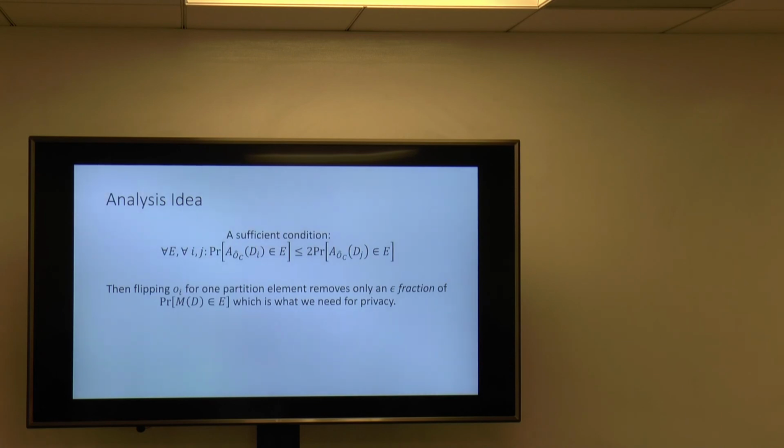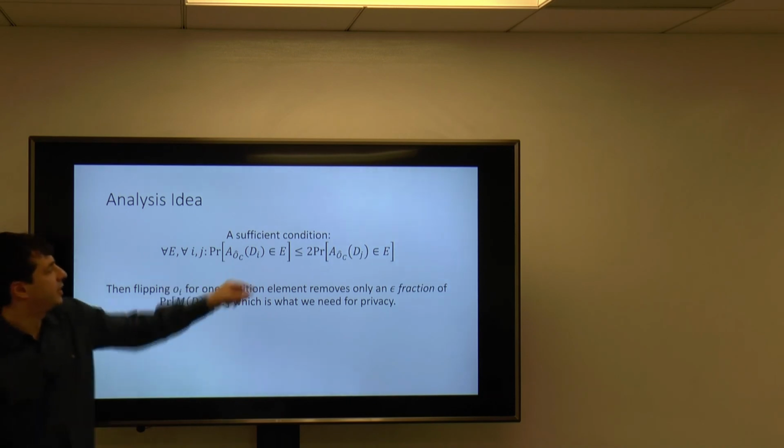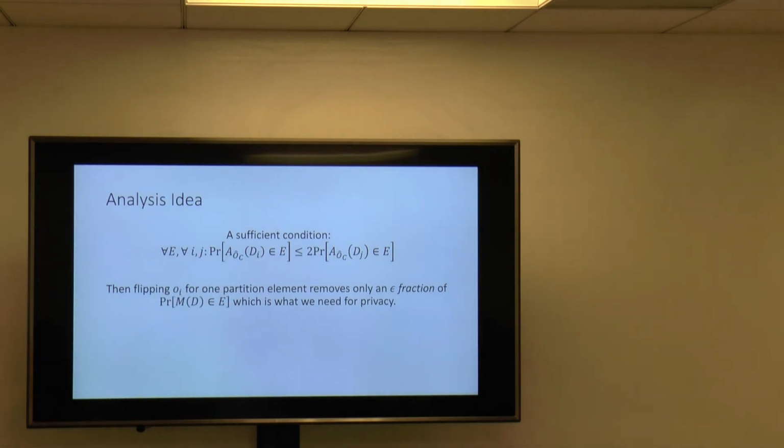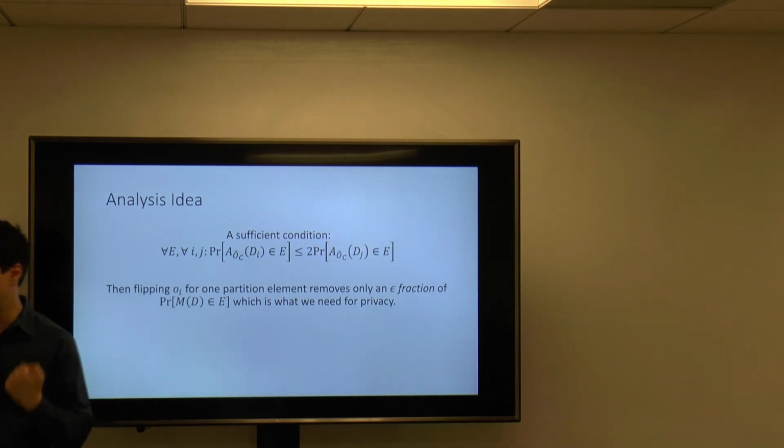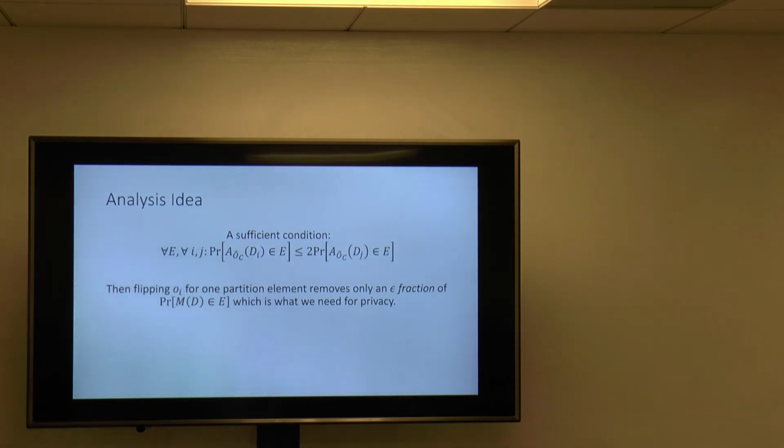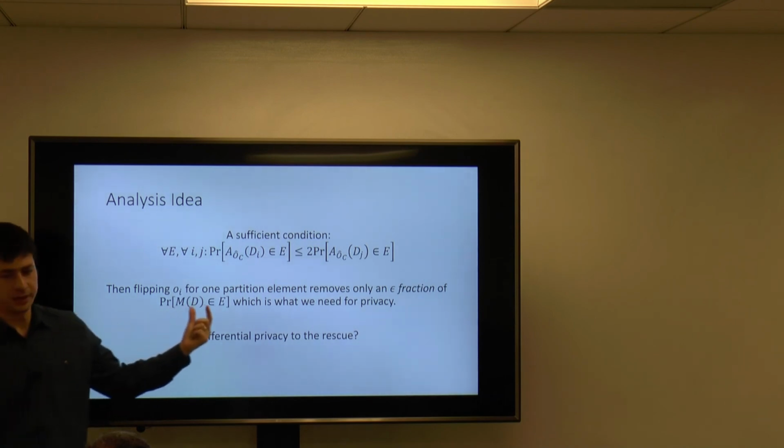So we would be okay if we knew that the probability of any event E was related by some constant multiplicative factor when I ran my private learning algorithm on any two elements of my partition. Because if this was the case, then removing one partition element would only remove an epsilon fraction of the total mass on E, because I have at least 1 over epsilon partition elements, rather than an additive epsilon. So this looks kind of like a differential privacy condition. The probability of this event should differ multiplicatively.